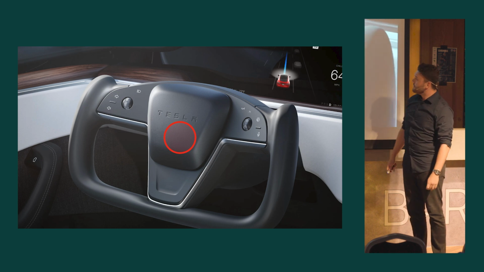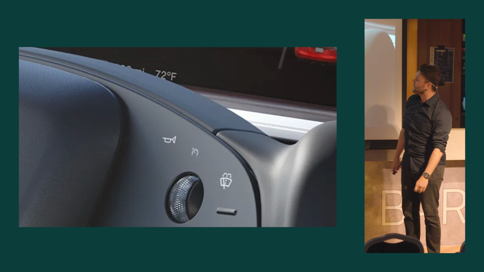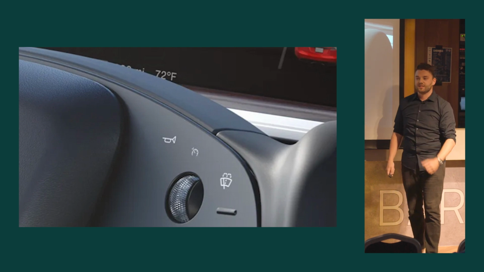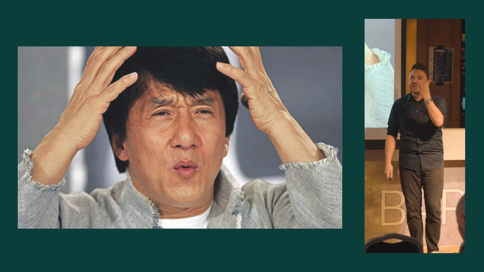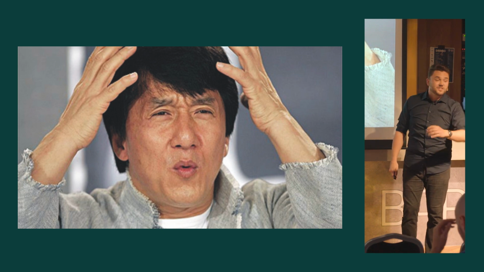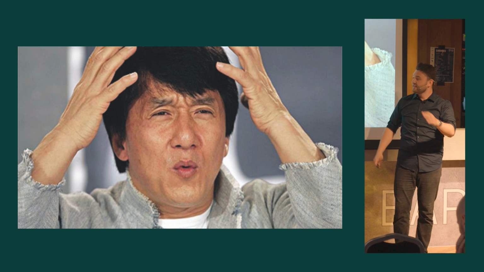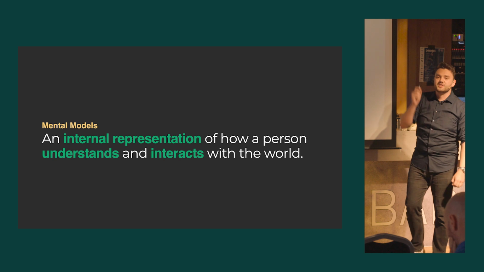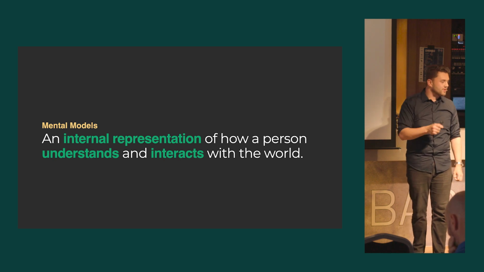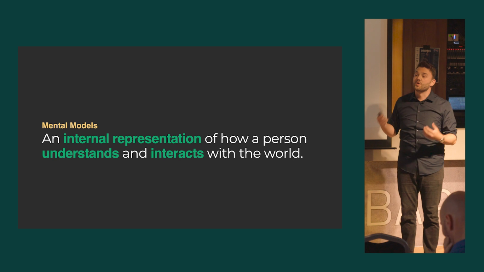Because they moved the horn button to the right side of the steering wheel. And the first reaction that you have is, huh? What? It creates total confusion. Because of all those years of experience, you expected it to work that way, and then it suddenly doesn't. So a mental model is an internal representation of how a person understands and interacts with the world around us. And we as designers want to use those mental models to our advantage.